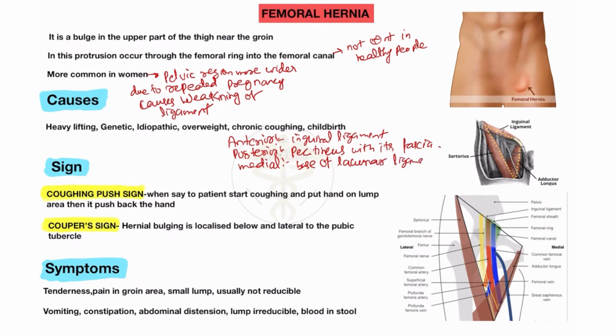The medial border of the femoral canal is formed by the base of the lacunar ligament, and the lateral border is formed by the femoral vein. This is the lateral border, which is formed by the femoral vein.